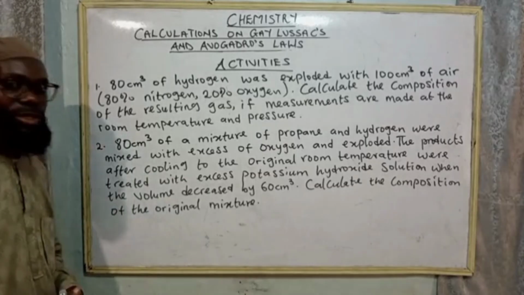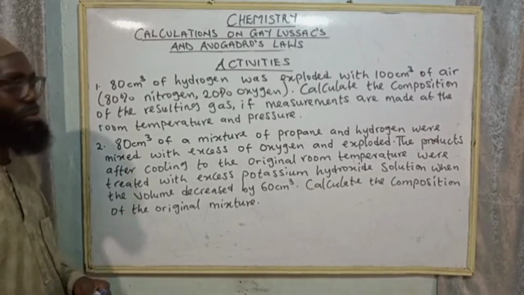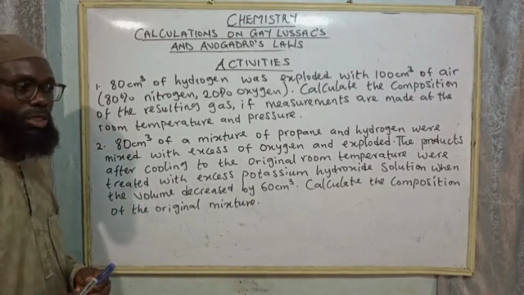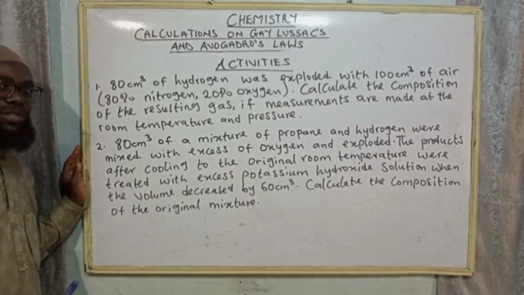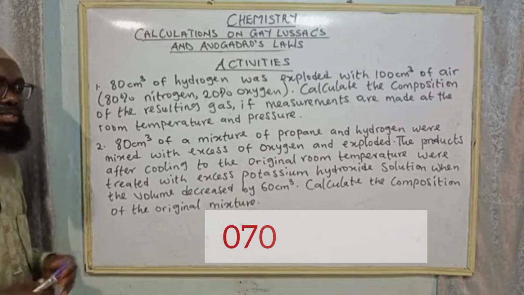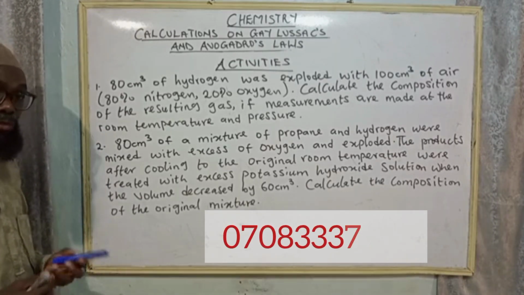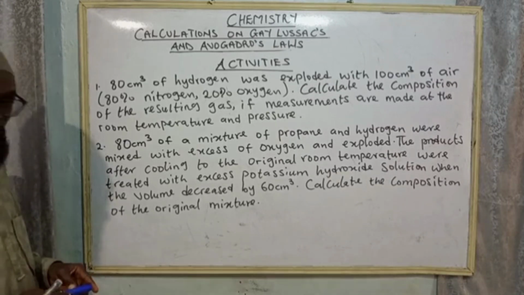So here we come to the end of the calculations involving Gay-Lussac's law and Avogadro's law. In this case, you can lay your hands on these activities and send them to the number on the screen. Then we'll look at whether you get it right or not, and we'll solve the correction.